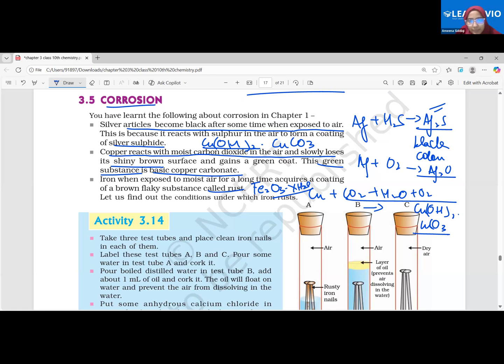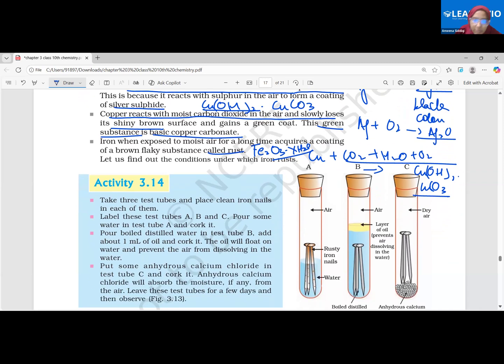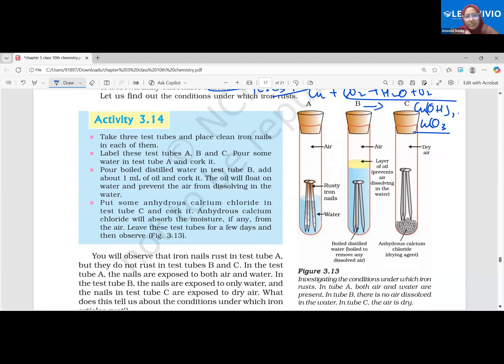Clear, bachche? Yes, ma'am. Fine. Now, how can you prevent this? Very easy. Basically, we have the prevention of the rusting of iron. So what can we do to prevent the rusting or corrosion of anything? Basically, we need to prevent the contact of the metal with moisture. That is what we need to do, right? We need to prevent that contact. There are many methods by which we can prevent it.